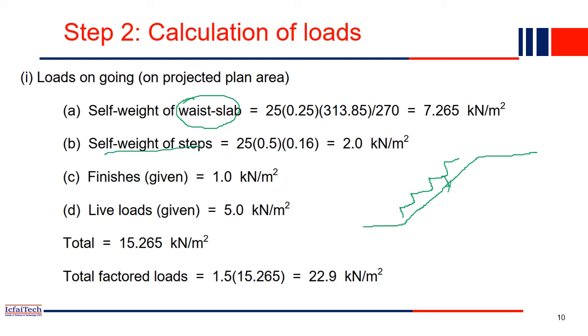So what is the self weight of the step, that is 25 is anyway density, and that riser height is, we know that's 160 mm. So from here you got it, what is the self weight, which is 2 kilonewton per meter square. Okay, now what is the floor finish given to us in the question? 1 kilonewton per meter square, and live load also given to us 5 kilonewton. So total load, if you add all, you will get 15.26 kilonewton per meter square. The total factored load means we have to multiply this with 1.5 partial safety factor. We get this is the load on a going. Load on a going means this portion, what is the total load.